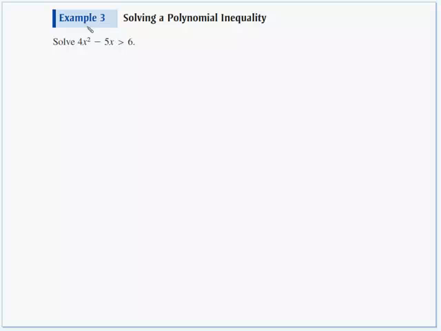Let's see here. So example 3. First it says solve this polynomial inequality. And this one we don't really need the calculator to do. But let's just go through it old school. Of course we want to get 0 on the right side. So that'll be 4x squared minus 5x, and we'll subtract 6 from both sides. And now it's greater than 0.